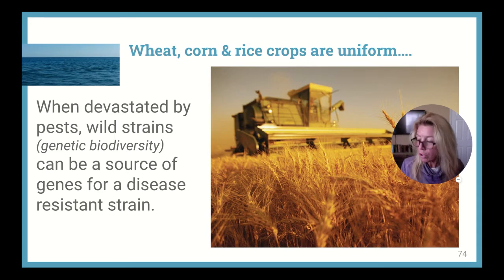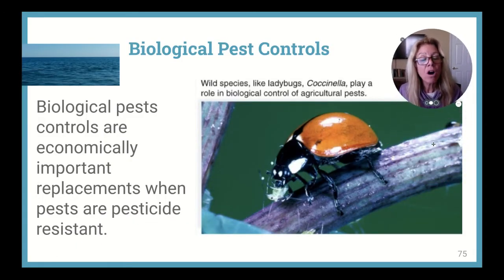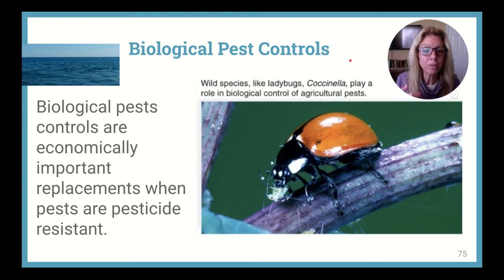So on your notes, you have wheat, corn, and rice crops are uniform. When devastated by pests, the wild strains they come from are the source of genes for disease resistance. So we can keep having that food available to us. Then also, in order to grow those crops, sometimes there are pests that devastate crops. And so we want to have the genetic diversity in things like wild ladybugs to help us biologically control those pests. So biological pest controls are economically important replacements when pests are pesticide resistant.